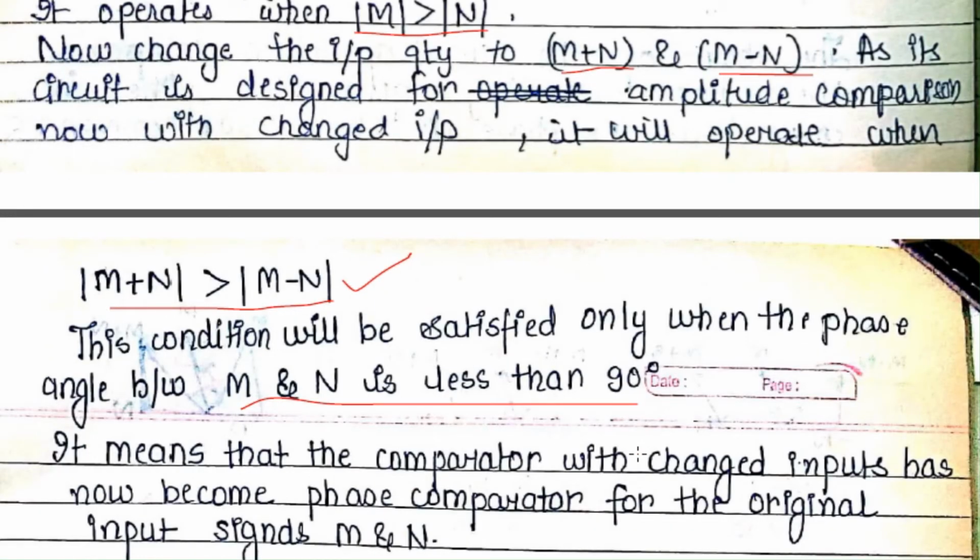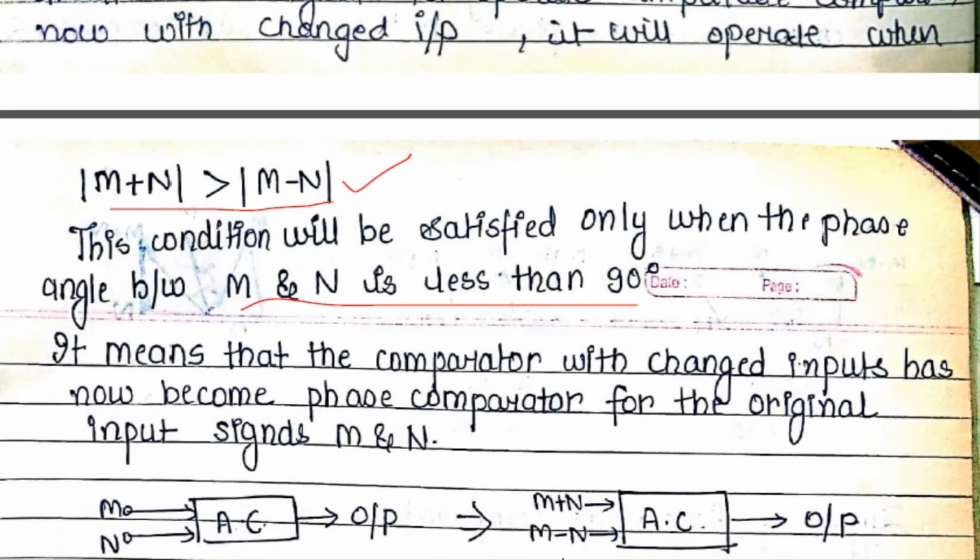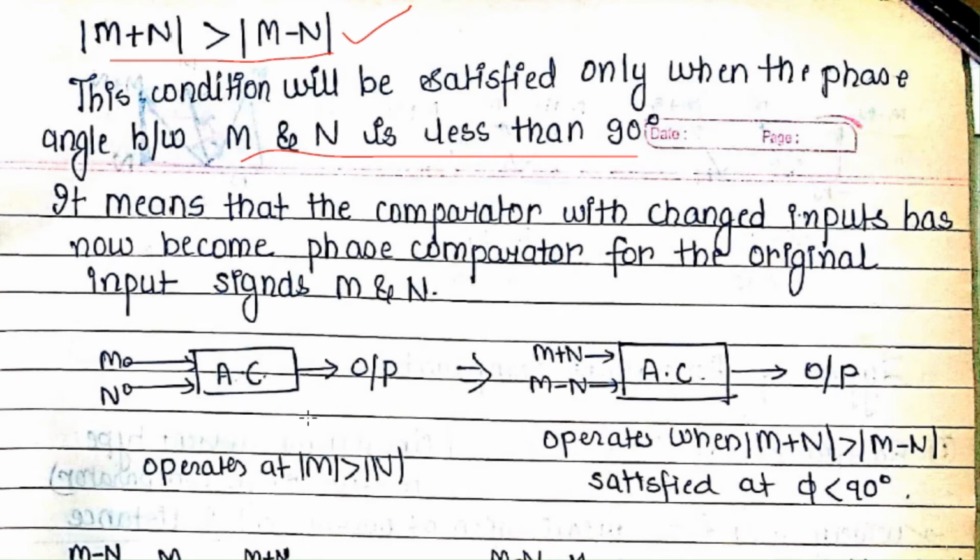Thus, we have changed the amplitude comparator, and we have made amplitude comparator to work like a phase comparator by modifying its input quantities. You can see here, these are m and n. This is your amplitude comparator. It will operate when magnitude of m is greater than magnitude of n. Whereas if you modify the two input quantities, now the amplitude comparator will operate when the magnitude of m plus n is greater than the magnitude of m minus n, which will be satisfied only when the phase angle between the m and n quantities will be less than 90 degree.